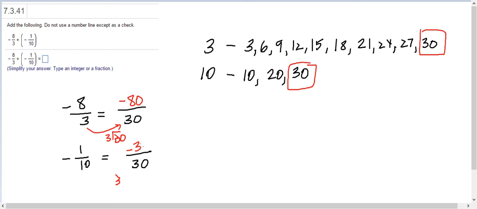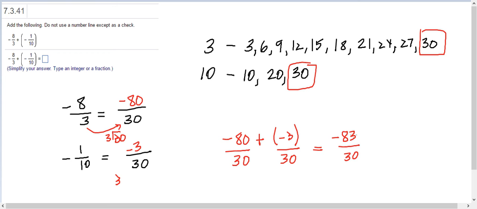And when you add two negative numbers, you just add them as if they were positive. So negative 80 plus negative 3, and they both have 30 in the denominator, of course. By adding two negative numbers, we get negative 83. So negative 83 over 30 is your final answer.